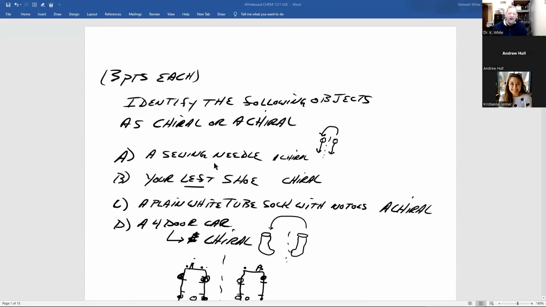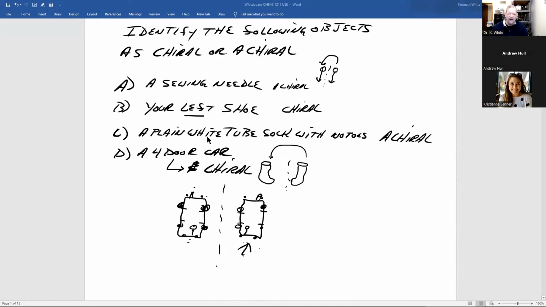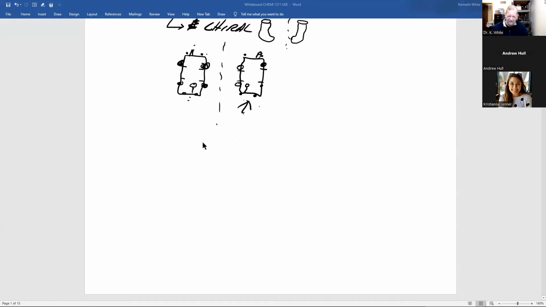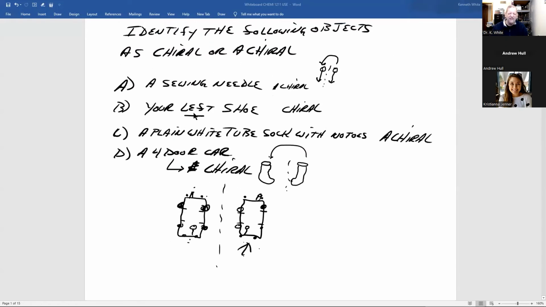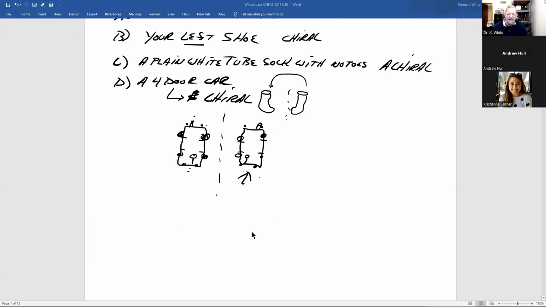You should know how to identify objects as chiral and achiral. And if you see the name left or right, you always know it's going to be chiral. If I said, is my right winter glove, which is in my winter jacket, chiral or achiral? The answer is chiral. Now, if you have mittens, you can put them on either hand and they have a superimposable mirror image, just like the tube socks, and they would be achiral.